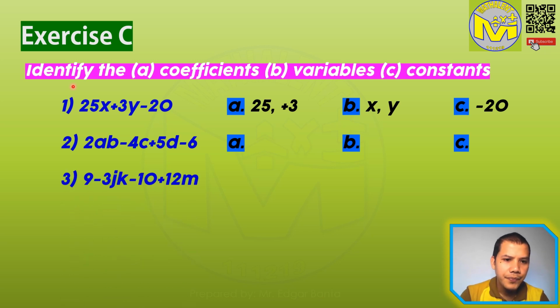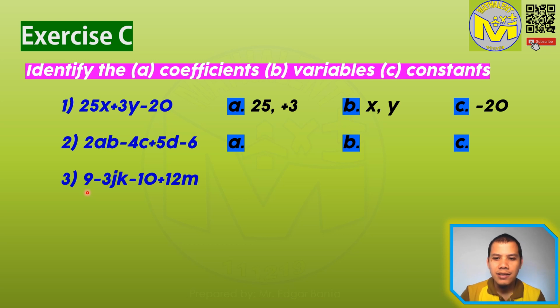Number 3. The expression in number 3 is 9 minus 3jk minus 10 plus 12m. So, how many terms? We have 1, 2, 3, and 4. We have 4 terms in this expression. So, identify each one. What is 9? 9 is what?